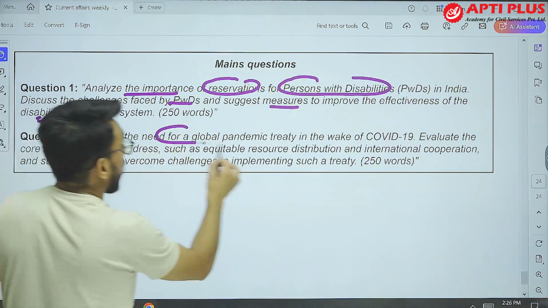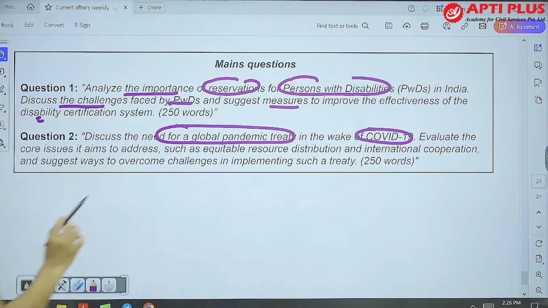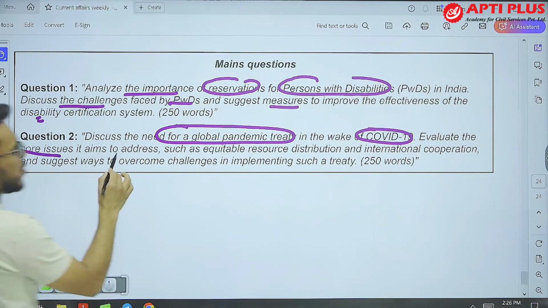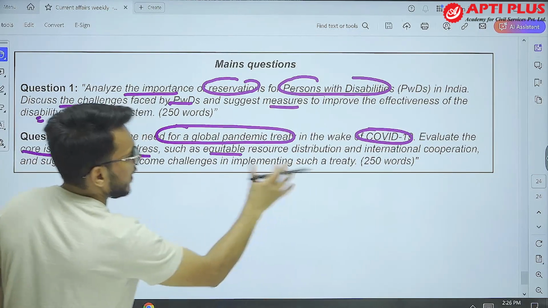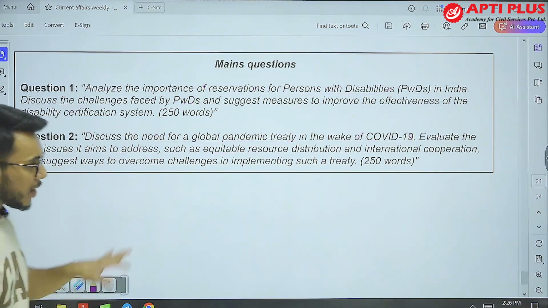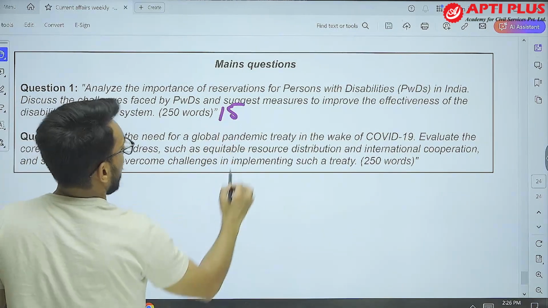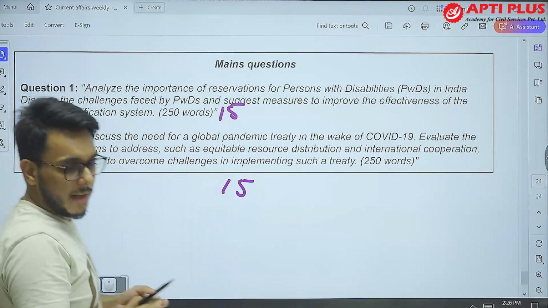The second question: discuss the need for a global pandemic treaty in the wake of COVID-19. Evaluate the core issues it aims to address, such as equitable resource distribution and international cooperation, and suggest ways to overcome challenges. So two questions, both 15 marks, 250 words.